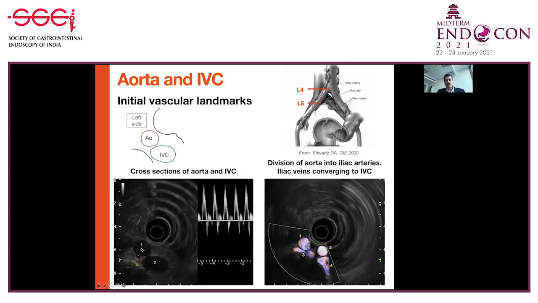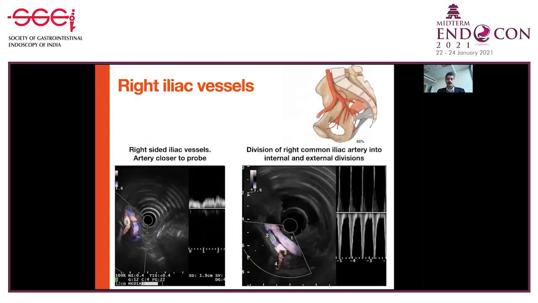So this is the left common iliac artery, the right common iliac artery, the left common iliac vein, and the right common iliac vein. And as you pull down, you can see the aorta splitting into the two, and the tributaries of the cava, the common iliac veins, converging. As you withdraw, the right-sided iliac vessels are usually seen first.